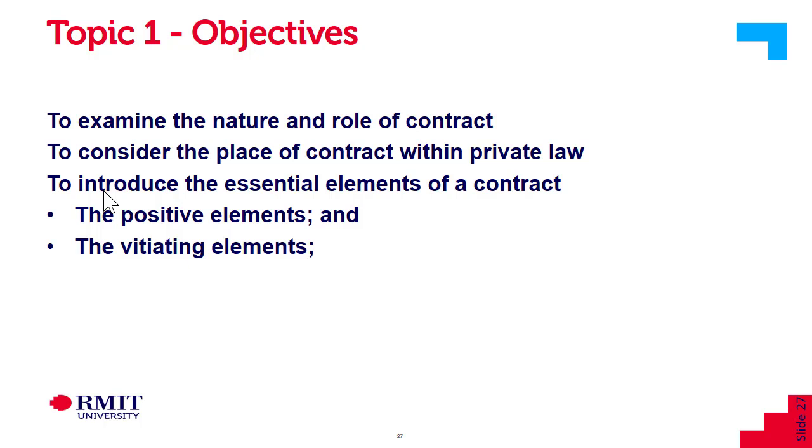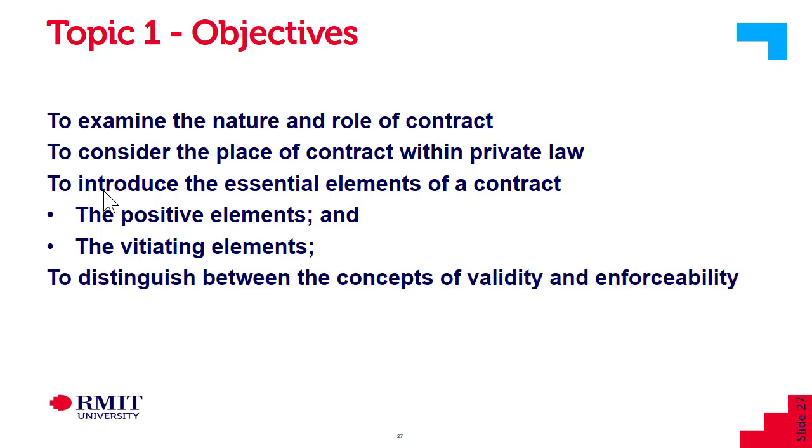Vitiating, a term that we have heard before or not? Any idea what it means? They're basically the things that mean that even though a contract might exist in terms of all of the positive elements being present, a court won't enforce that contract. So a vitiating factor is a factor that breaks or removes the interest of the court in dealing with it.